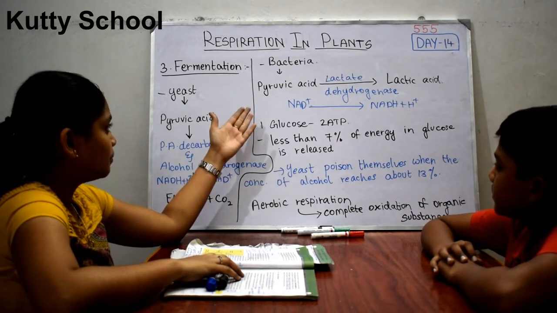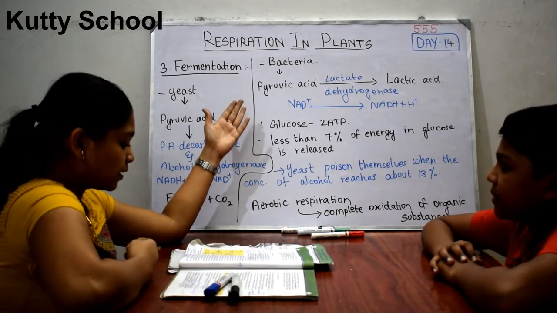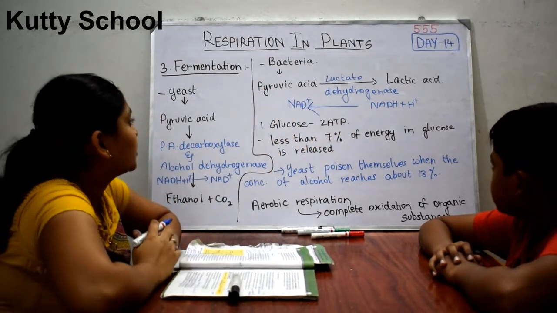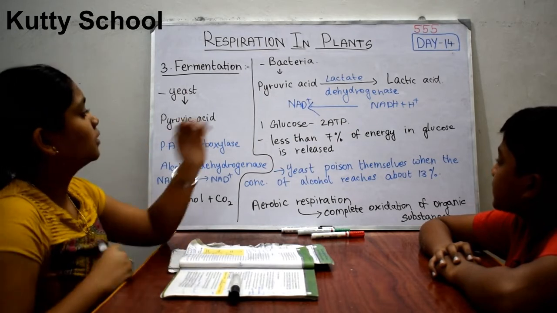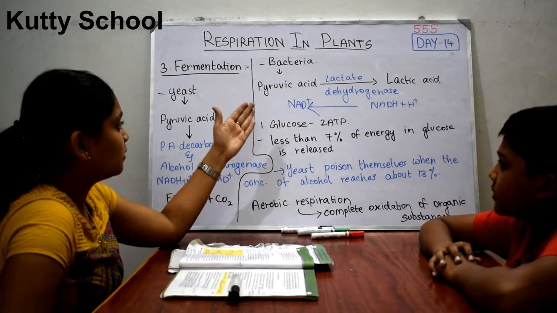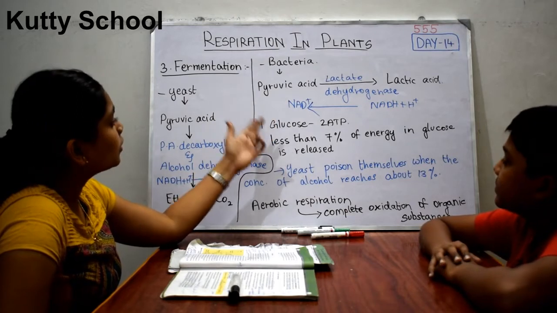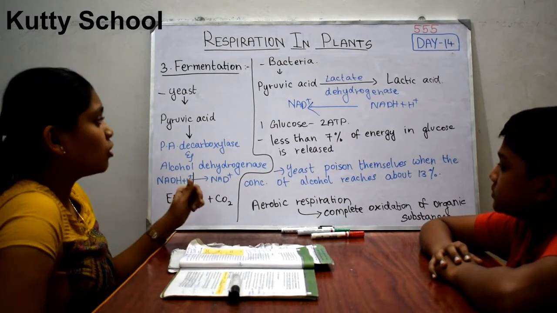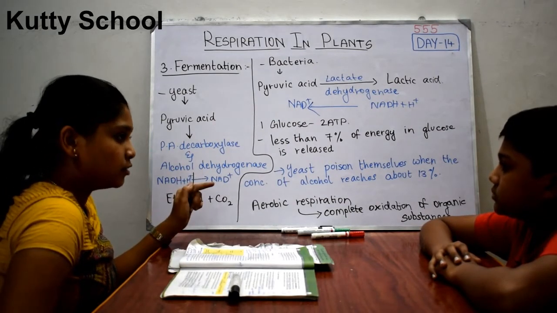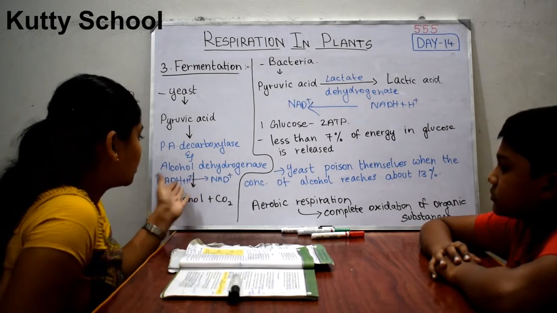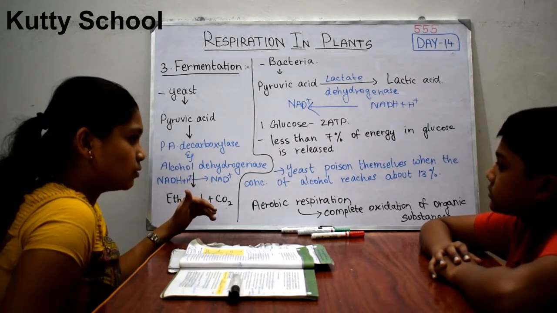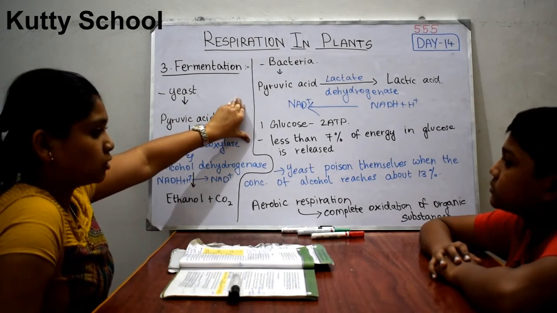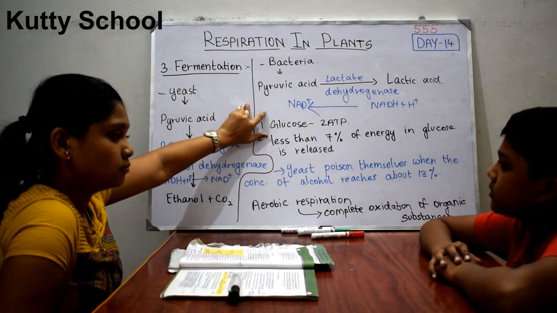And in bacteria, NAD plus is released from NADH. In bacteria pyruvic acid is converted to lactic acid by the enzyme lactate dehydrogenase. Here NADH plus H plus is converted to NAD plus. We have already seen that the formation of 1 NADH plus H plus gives rise to 3 ATPs. Here if 1 glucose is oxidized, it gives 2 ATP.